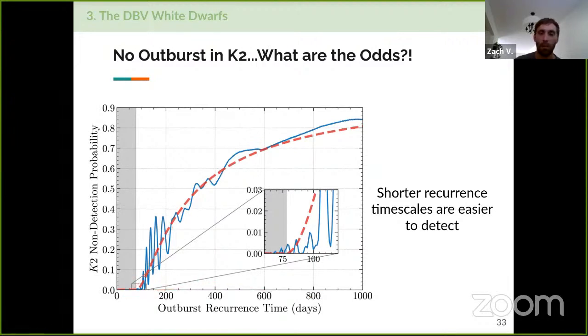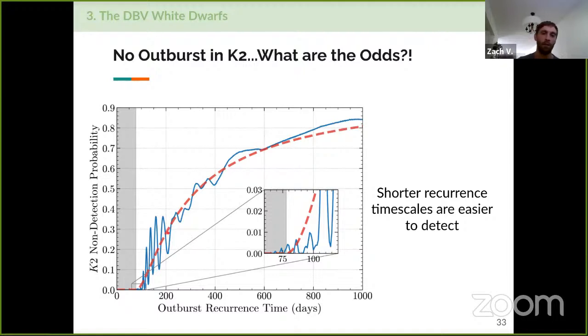The red line is like a simplistic model where you assume every campaign there's an equal chance of observing an outburst. And that gives you a smooth function in non-detection probability as a function of recurrence time. So essentially, shorter recurrence times are much easier to detect, and longer ones are much harder to detect, which is pretty obvious.